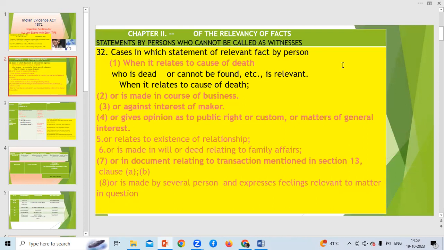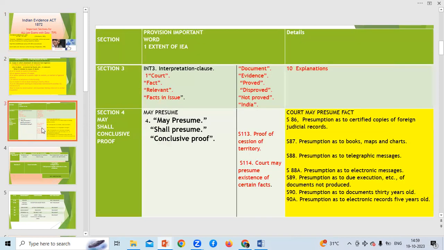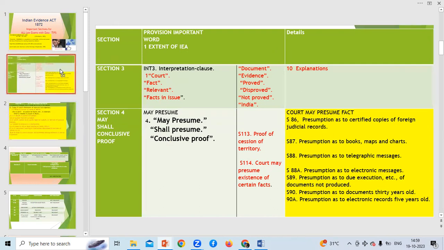This is chapter 1. We should go for this first. Okay. Section 1, extent of the Indian Evidence Act. This is the whole of India. And section 3 of the Indian Evidence Act is very important. It has the interpretation clause. So even if you have the bare act in your hand, we should know what the section contains. At least we should know the title of that section.